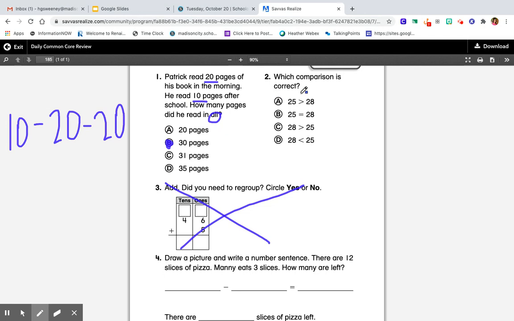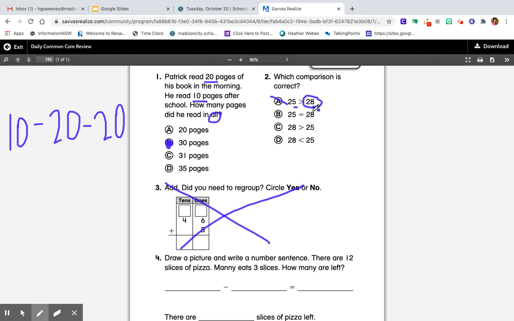All right, let's go to number 2. Which comparison is correct? Now, like we talked about last week, we eat the bigger number, okay? So we're always going to eat the bigger number. So like an alligator, he wants as much food as he can get. That big alligator mouth is always opened up to the greater number. So when I look at choice A, 25 is greater than 28. Well, that's not true. They both have a 2 in the tens place, so we have to look at the ones place. There's a 5 and there's an 8. 8 is greater, so 28 is the greater number. Well, that's not eating 28.